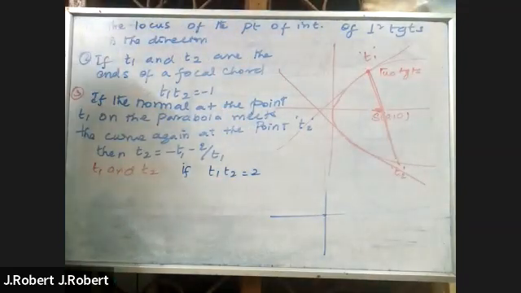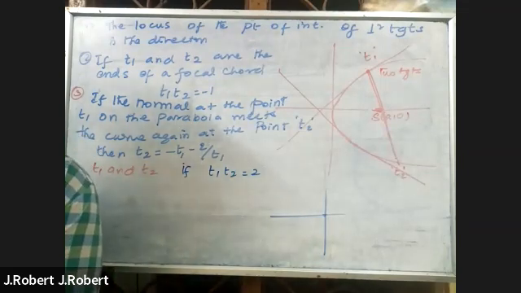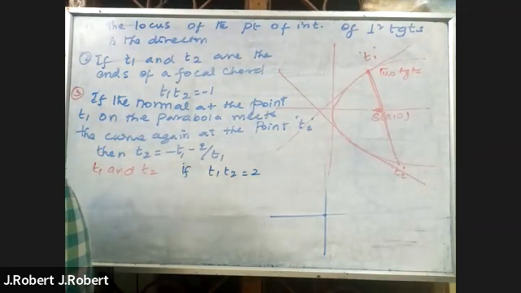Are you there? Can you hear my voice? Yes, sir. So how many tangents can be drawn? So we can say for any external point, two tangents can be drawn on the parabola. This is a small tip. Okay, two tangents can be drawn to the parabola.